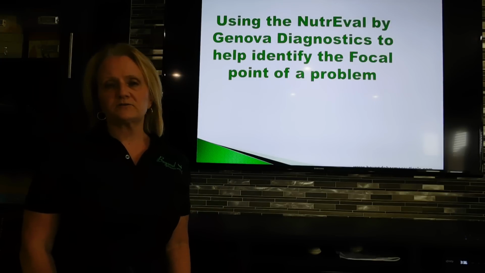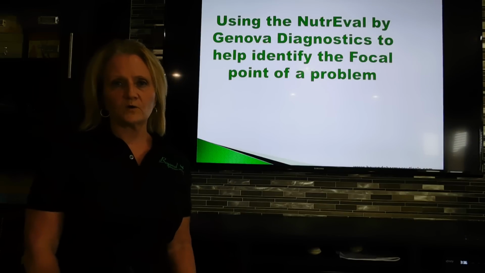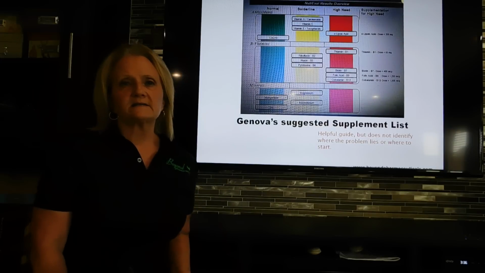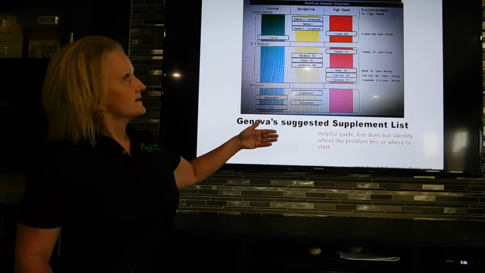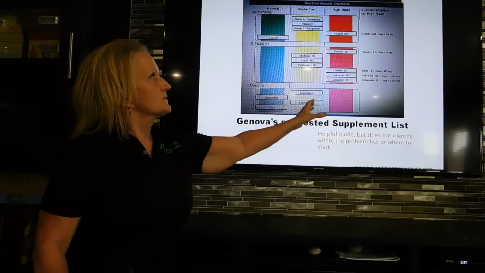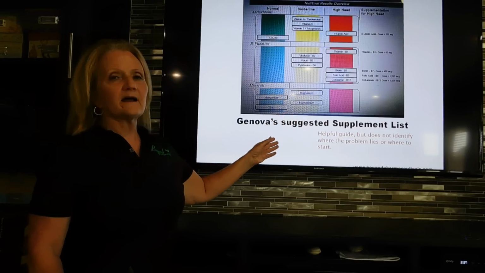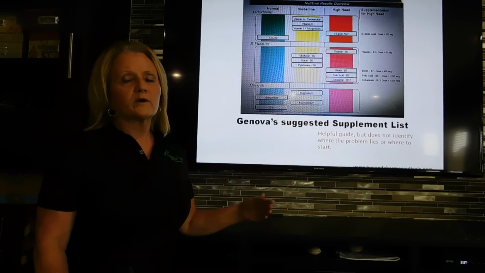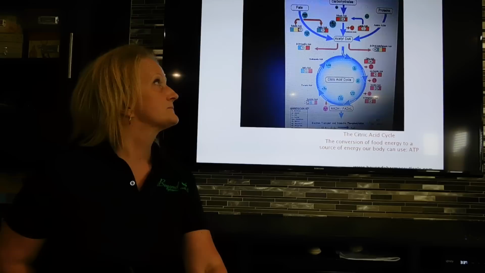I like using the NutrEval by Genova. This test is excellent for helping me find the focal point of the problem. Now, on Genova's test, the very first page is going to give you this very nice results overview, and it gives you this color-coded chart. The ones in the red are the high-need vitamins, and then we have some borderline vitamins. And it's a nice guide, but it doesn't identify where the problem lies, where to start, or why we even have these deficiencies in the first place.